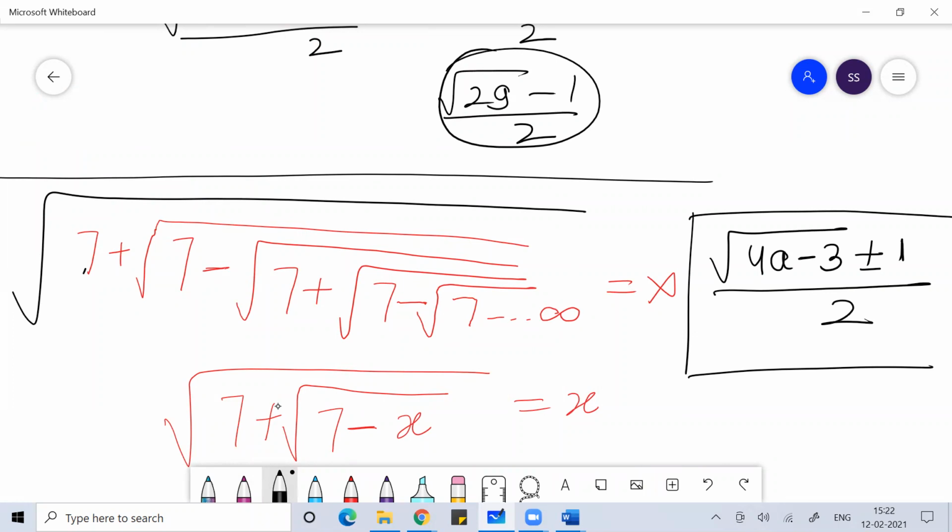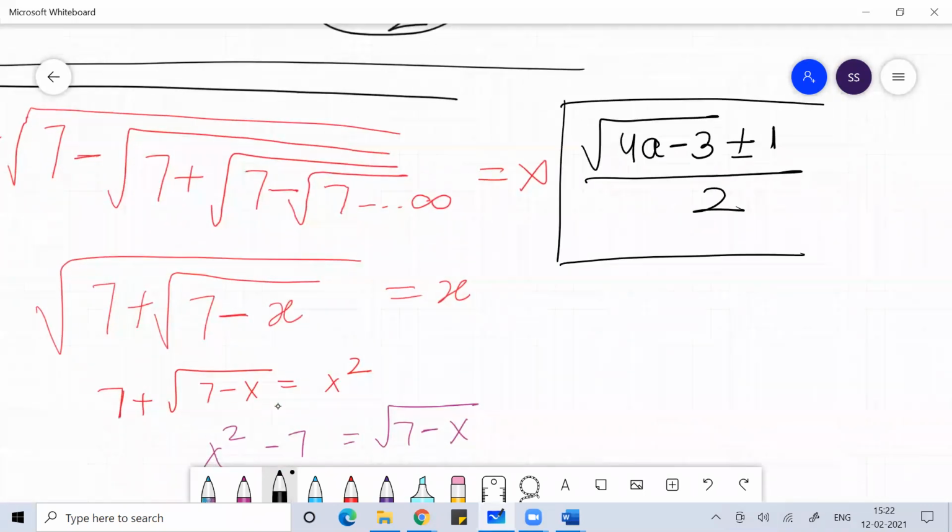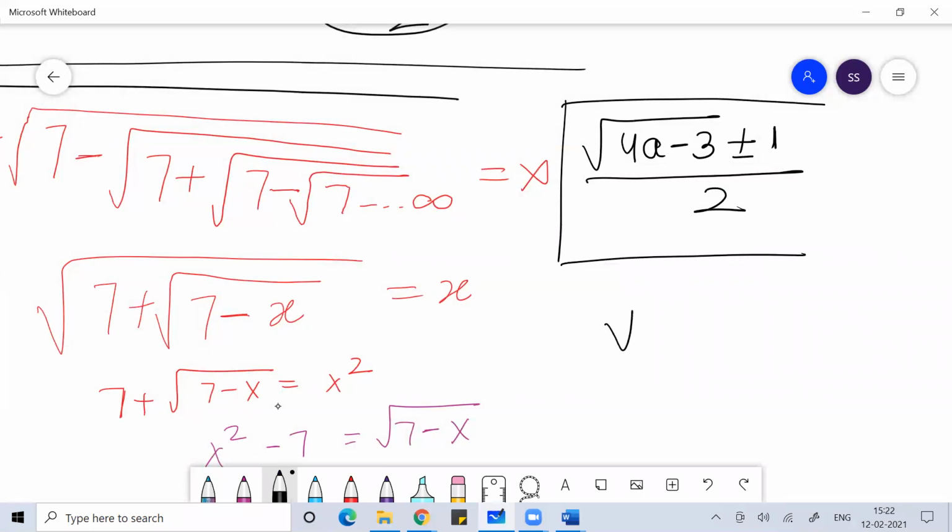So you're going to use a plus sign. Outside you see plus minus 1. You use the plus sign when you have plus minus plus minus, and you use the minus sign when you have minus plus minus plus. So here your a is 7. If you do 4 into 7 minus 3, and because it is plus minus plus minus, we're going to use the plus sign, divide by 2.